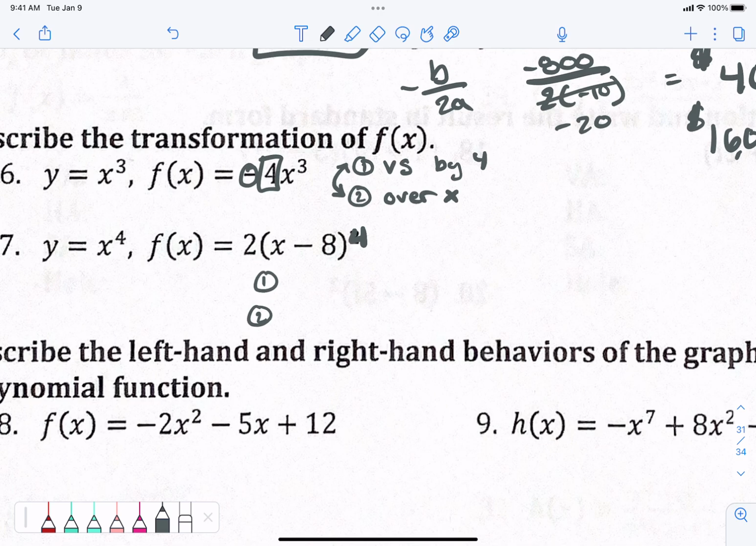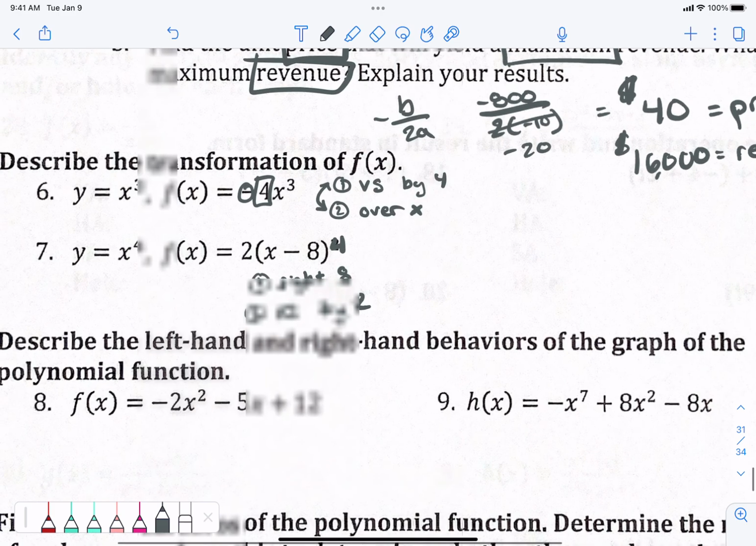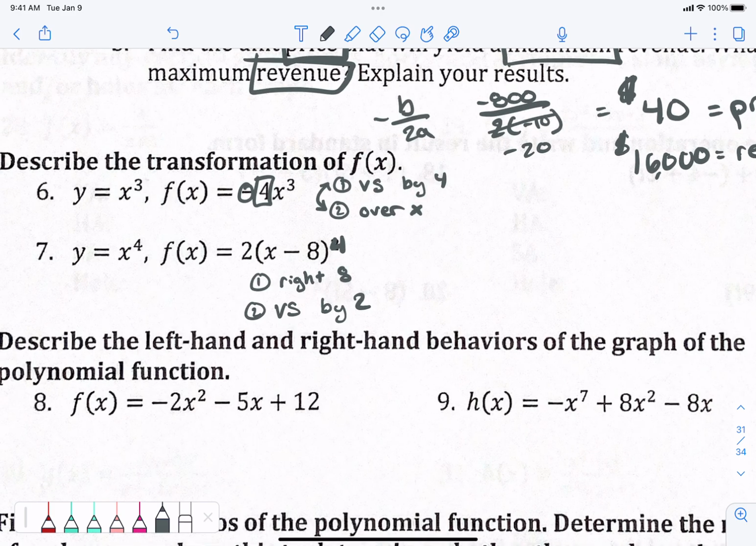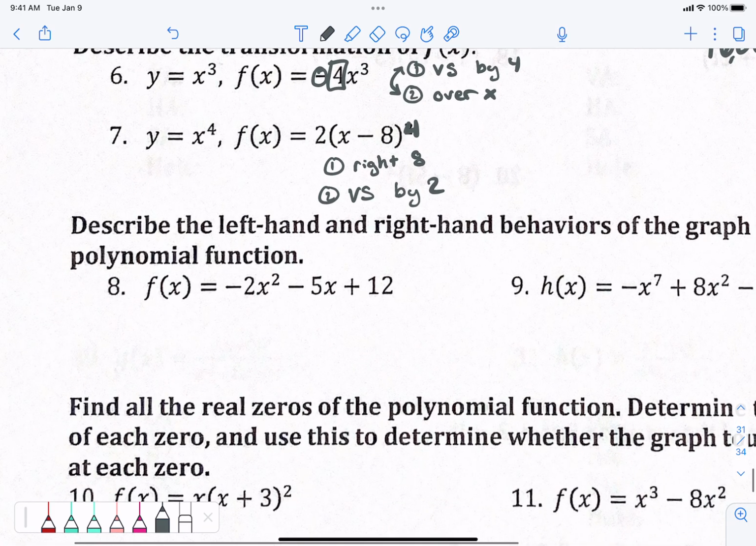Okay, which one happens first? Right 8. Okay, what's the 2 do? Vertical stretch by 2, because it's outside of the parentheses. And if it's inside the parentheses, it would be a horizontal stretch, and then it would be a fraction flipped. Yep. Okay, describe the left and right hand behaviors.